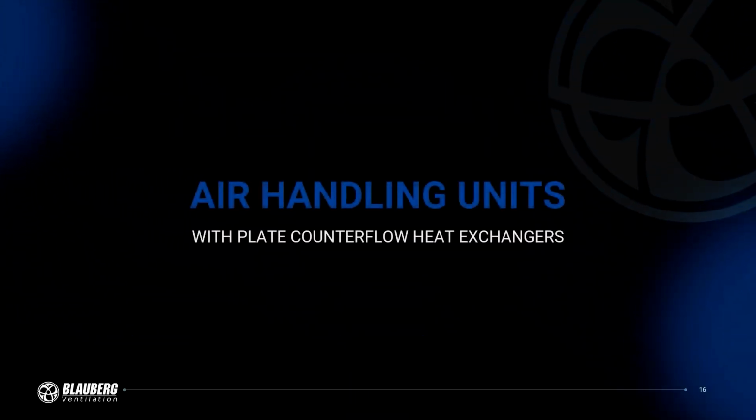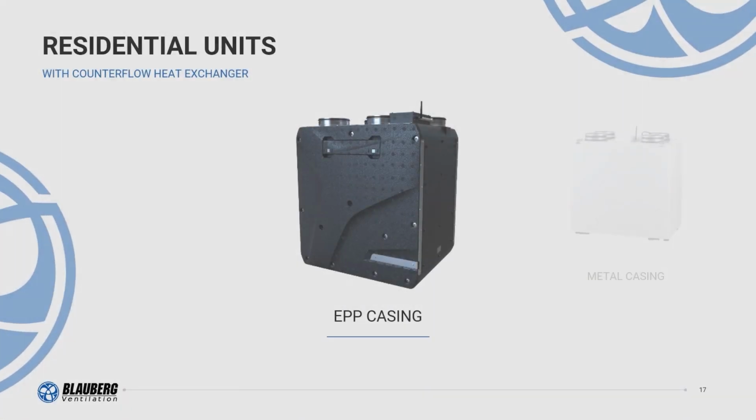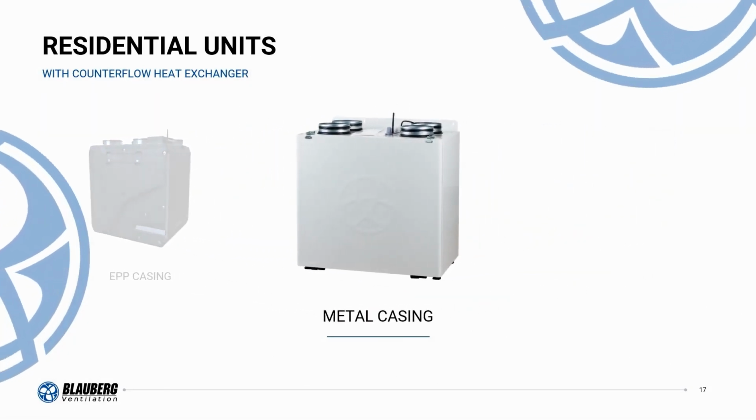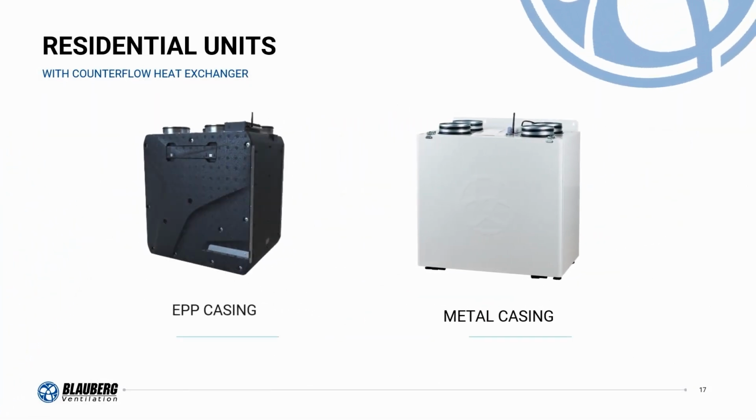Now, when we know residential AHU basics, let's take a closer look at our assortment. Range of supply and exhaust units with counterflow recuperators. The Blauberg range includes units with metal and EPP casings.